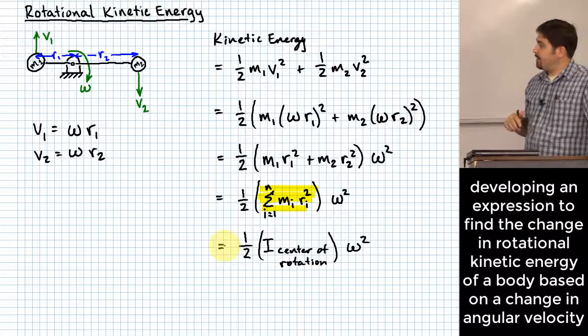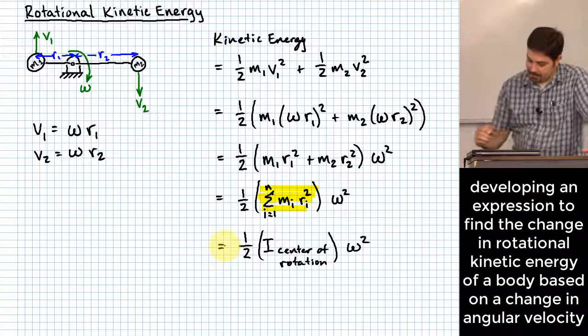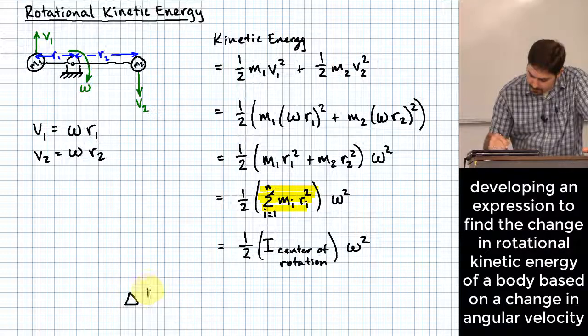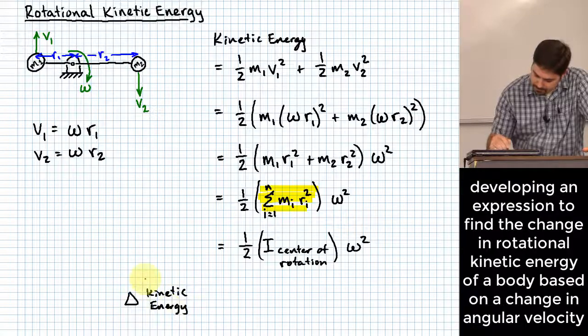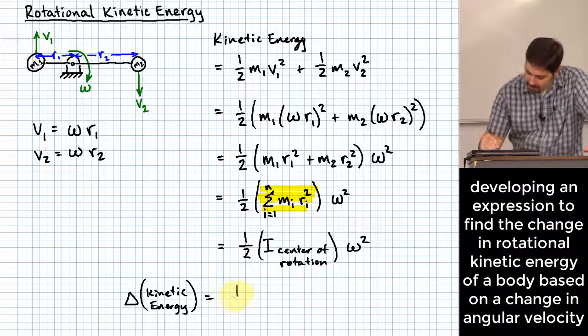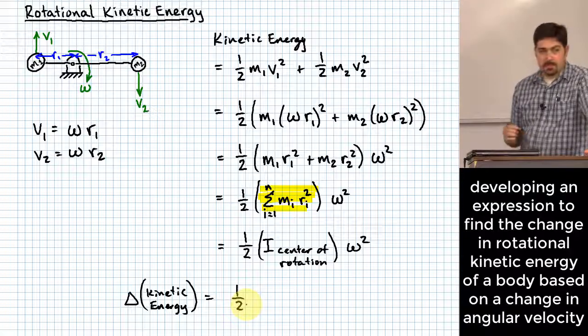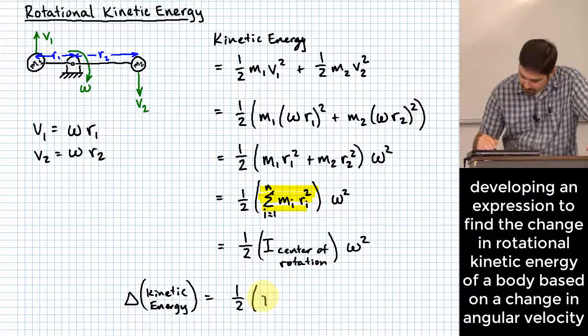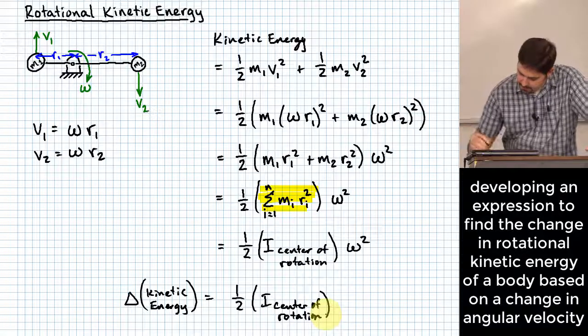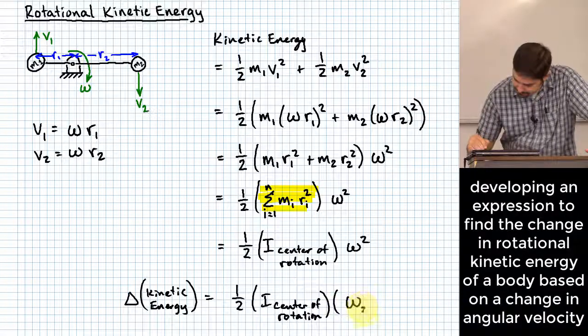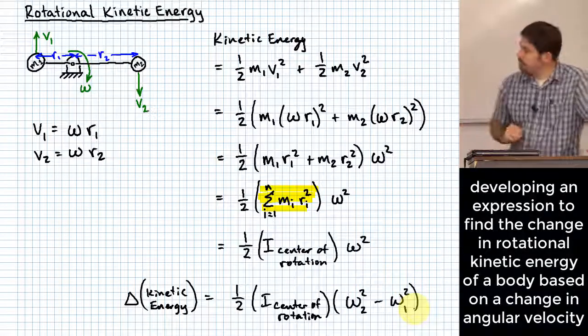Another thing I'll add here is that you can talk about a delta kinetic energy like we did before. If you do that, keep in mind that you can't just take a difference between your omega values. You have to do it this way: you have to take each of your omega values, square them, and then take the difference of those, if that makes sense.